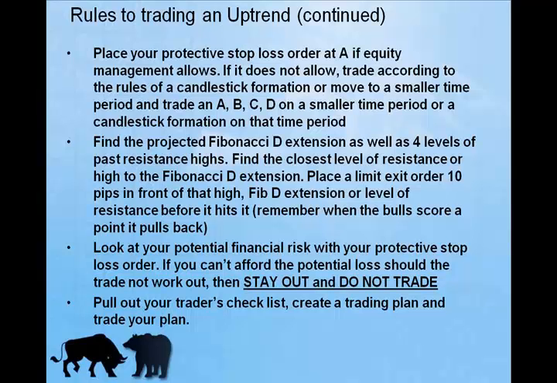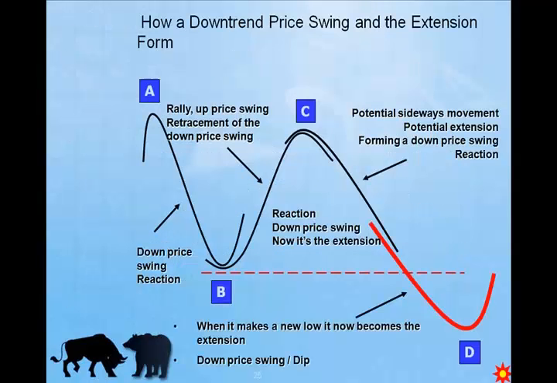Here we're in an uptrend, so we would find a resistance level to converge with Fibonacci, and we would find some pivot points in order to find where we're going to take our profit. Remember, the bulls want to score a point and then pull back, so we want to take our profit. And obviously, we always want to follow our equity management. If there's too much risk, we stay out and don't trade. There's going to be plenty of opportunities with good equity management. We don't have to take high-risk trades. And we pull our trader's checklist and we create our trading plan.